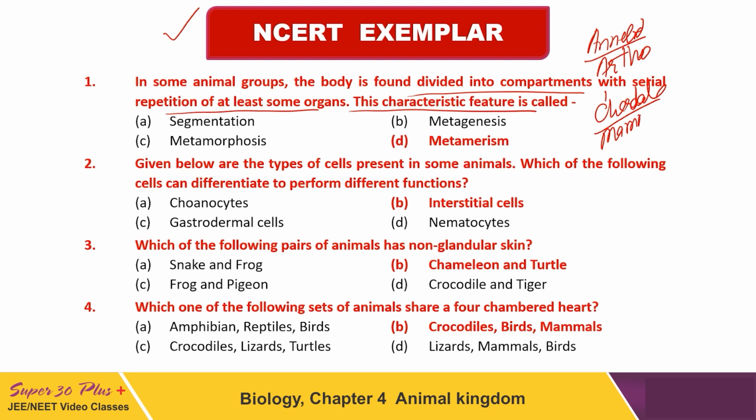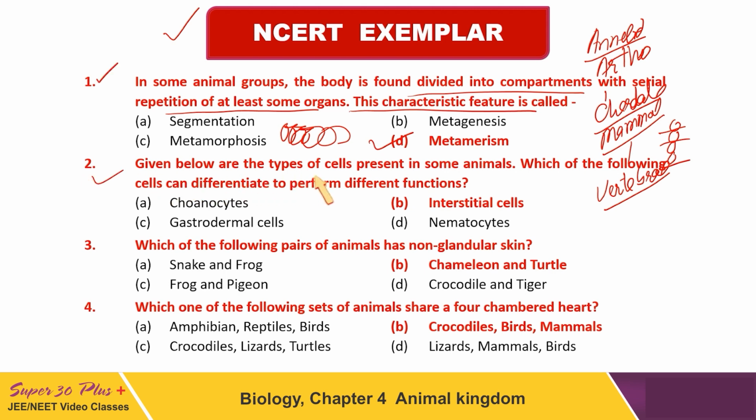In chordates, if you see mammals, some of the organs have repetition. For example, vertebrae are repeated, one vertebra, two vertebrae. So internal segmentation is present in chordates. The same thing is repeated in the earthworm, the body is like this. So this segmentation, this repetition, is called metamerism, metameric segmentation. Is it clear?